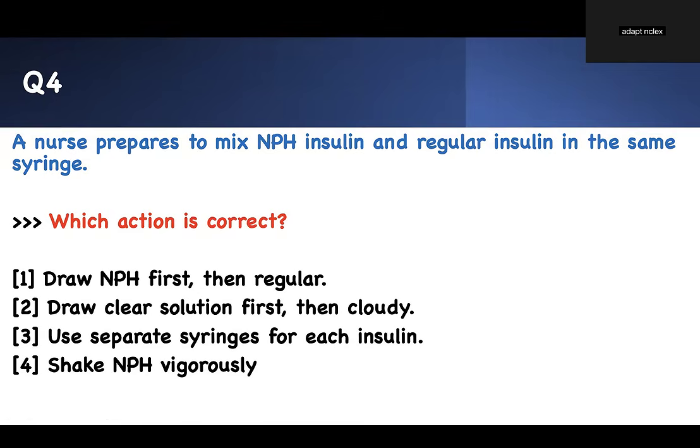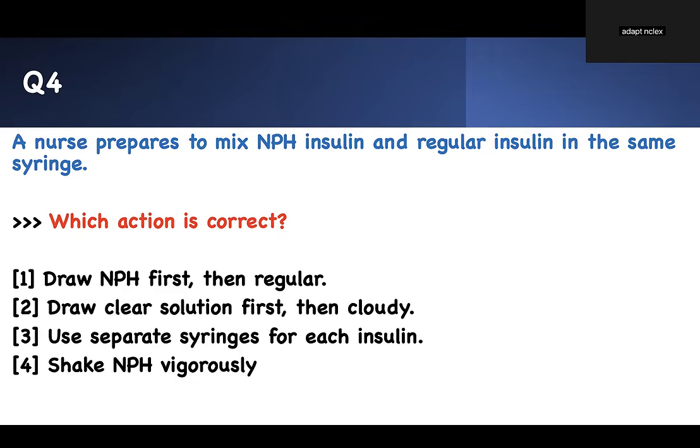And then prepare to mix NPH insulin and regular insulin in the same syringe. Which action is correct? I need you to stop the video and put in the comment which answer choice you're going to pick. I know you know the answer, but be careful, because sometimes what you're expecting is not what they will give you. NPH, what do you do?